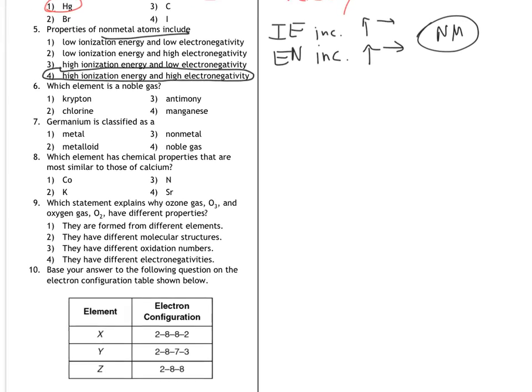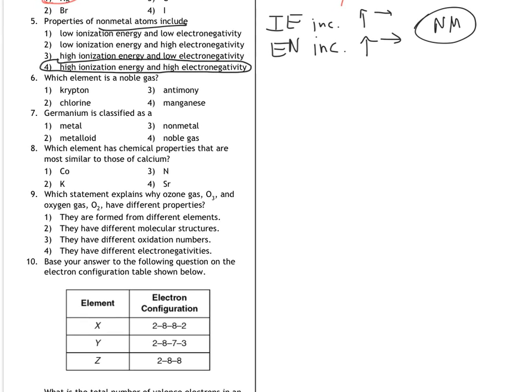Number 6, which element is a noble gas? Finally, an easy one. It is krypton. I can find that in group 18 on the periodic table. Germanium is classified as a metalloid because it borders that staircase that you'll find on the periodic table.